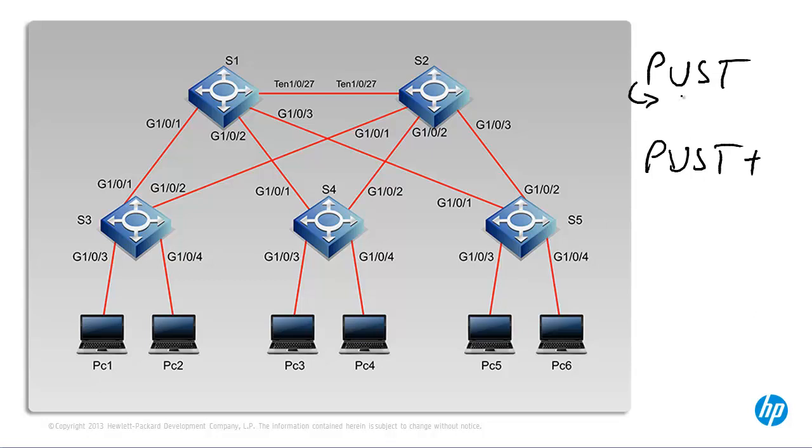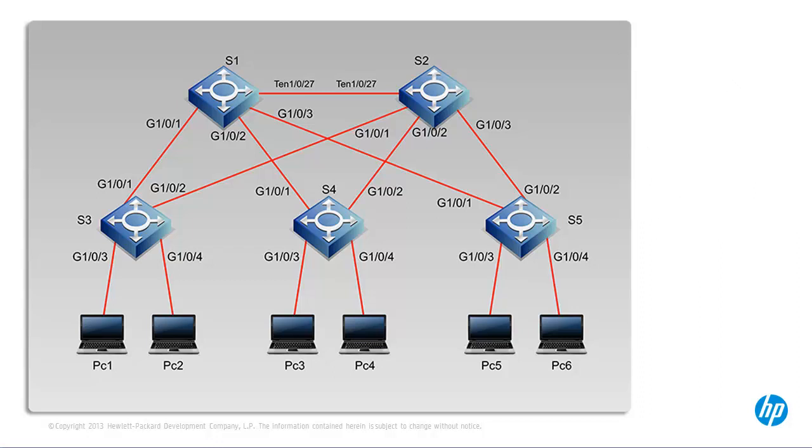PVST was only supported on ISL links, in other words, Cisco proprietary trunk ports. PVST Plus supports ISL and 802.1q. PVST Plus is supported on HP devices running the Comware operating system as well as the Provision operating system. However, ISL is not supported because it's Cisco proprietary.